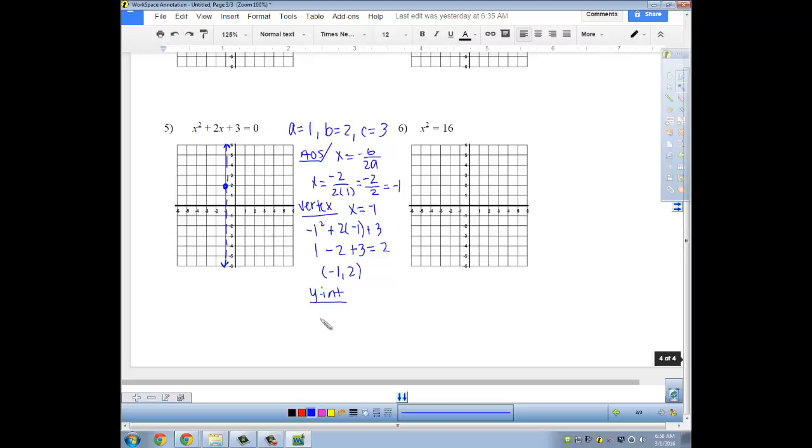And then my y-intercept, c equals 3, so it's going to be at 0, 3. So 0, 3 is right there. So I can assume my other dot's right here.